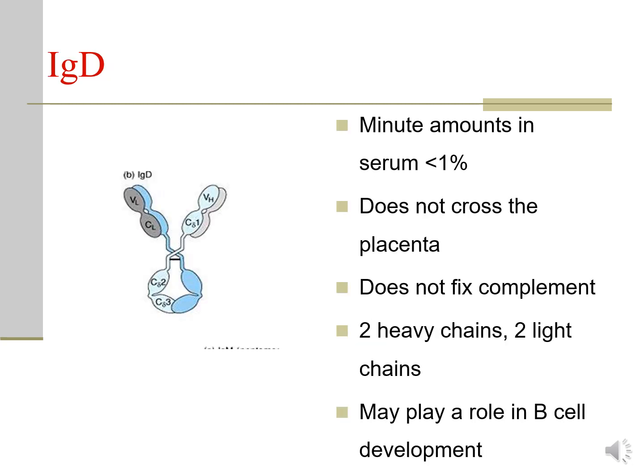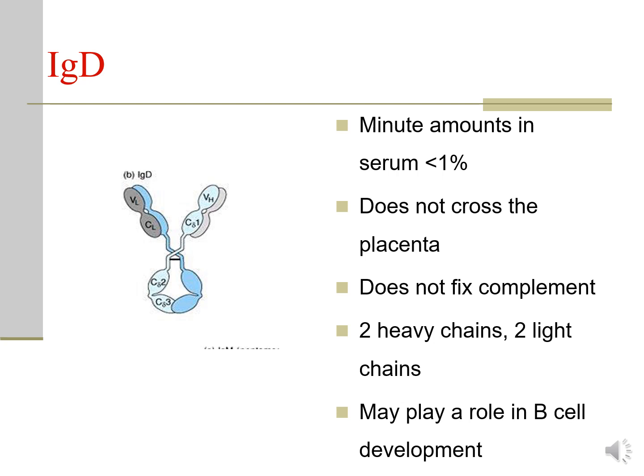The least understood of all the antibodies is IgD, and even though it's the least understood, it may signal B cells to activate. It also may bind basophils and mast cells, activating them against respiratory diseases. There's only minute amounts in serum of less than 1%. Most IgD is found on the surface of unactivated B cells.